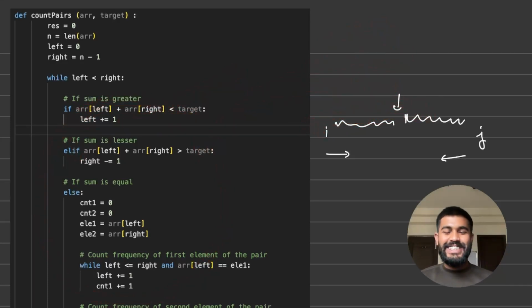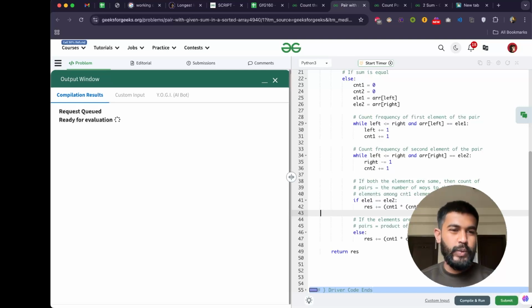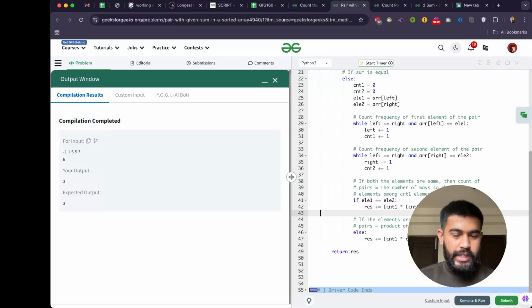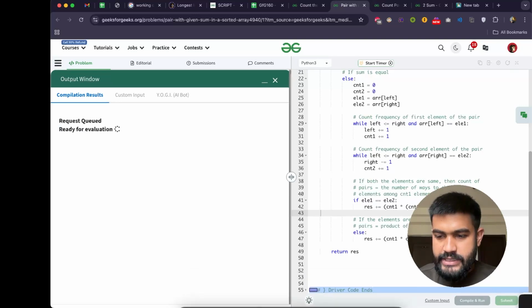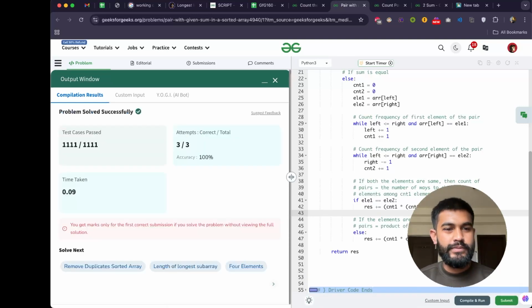So now let us see if this code is working or not. Let us see this. Hope this works. This is working fine for the sample test case. And yes, we got an AC.